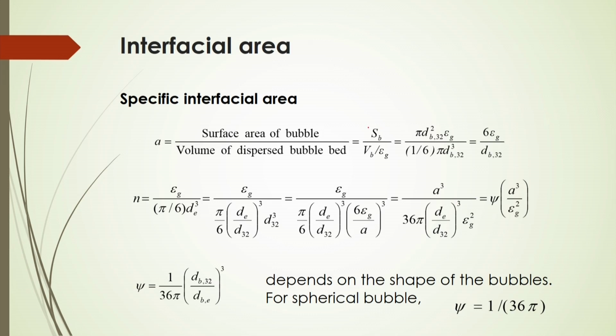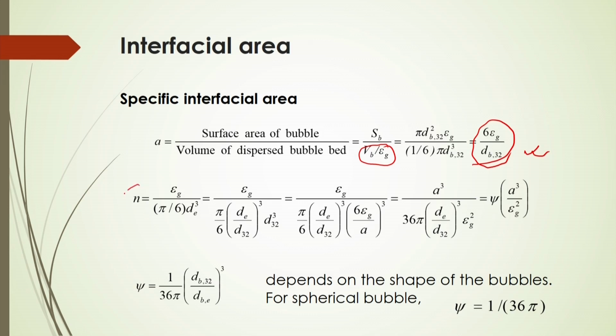So, SB is the surface area of the bubble and this will be VB by epsilon g, the volume of the dispersed bubble bed. Finally, you can get 6 epsilon g by dB D32. We have already said earlier that this is the specific interfacial area. Through this interfacial area you can expect the mass transfer.